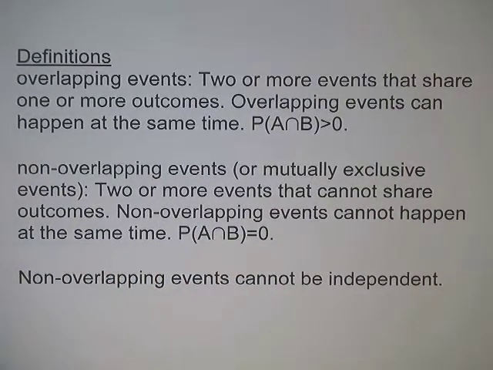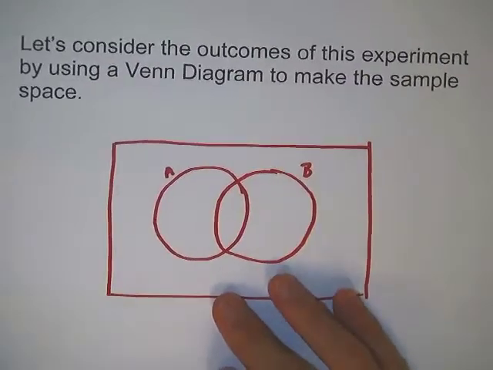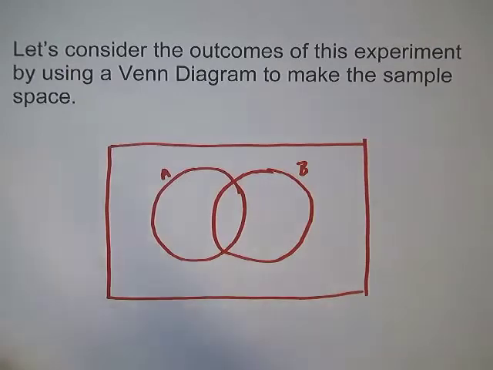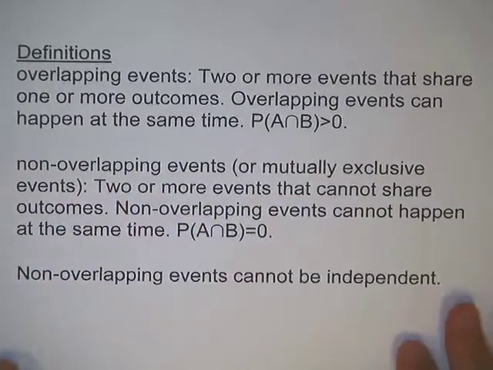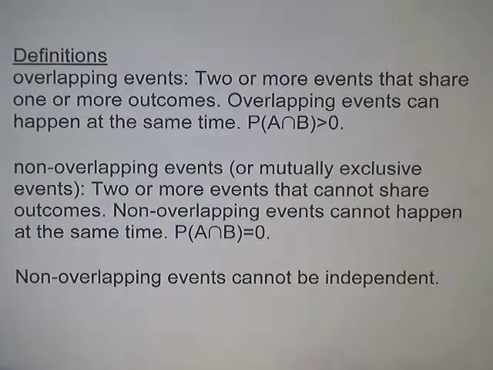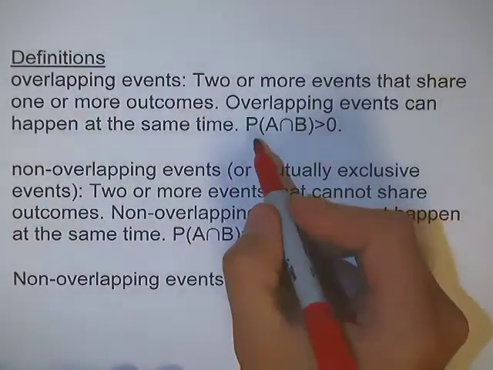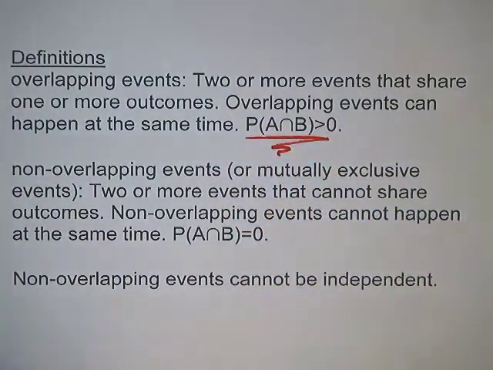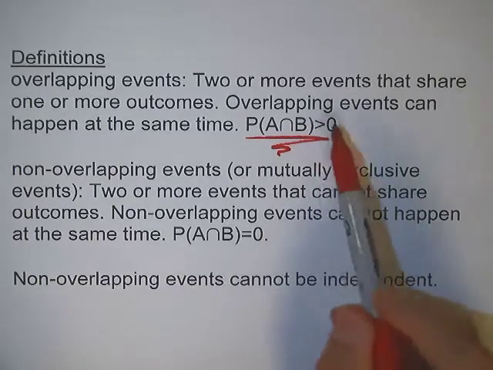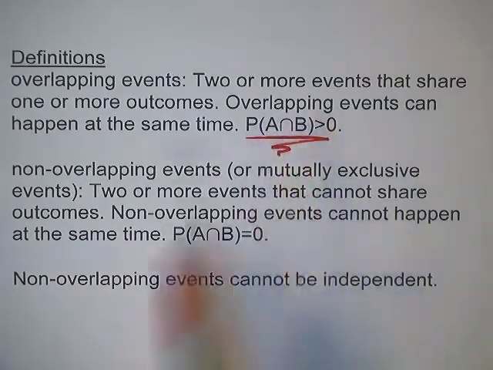So a couple definitions. Overlapping events are two or more events that share one or more outcomes. Because A and B overlapped here, because there were people that were both female and left-handed, A and B are considered overlapping events. Overlapping events can happen at the same time. So you can select somebody that is both female and left-handed at the same time. And then what I wrote here kind of as an aside, the probability of A and B must be greater than 0. So there needs to be a non-zero probability of both A and B occurring.